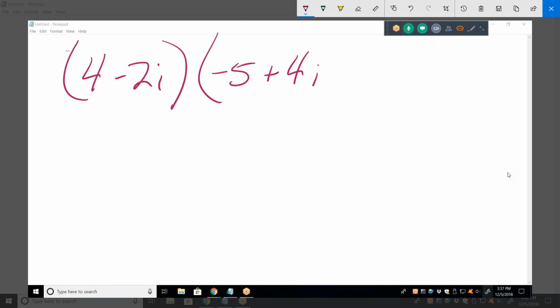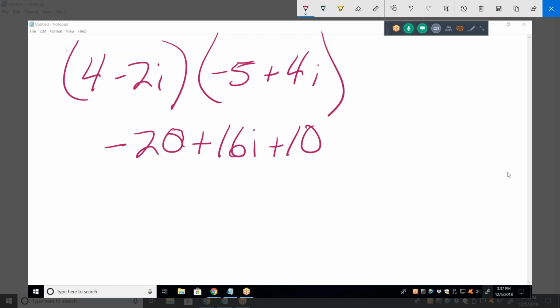You've actually done the last two on your own. Go ahead. So -20 plus 16i plus 10i plus -8i or minus 8i. Okay, what goes after the 10i? Squared. Minus 8i squared. Okay.